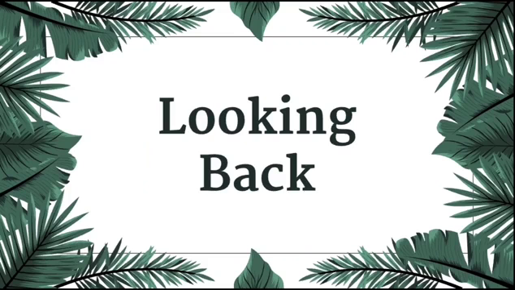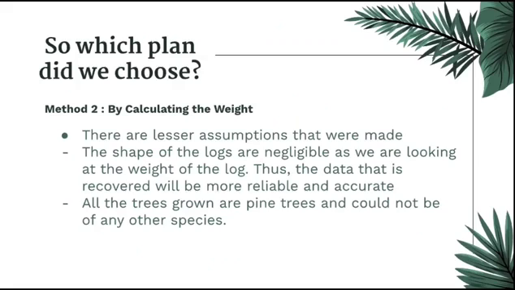Now let's look backwards at what we have done. So which plan did we choose? We chose method 2, which is solved by calculating the weight. There were fewer assumptions made for this method. One example is, we could neglect the shape of the logs as we are only looking at the weight. Thus, the data that is recovered will be more reliable and accurate. All the trees grown are pine trees and could not be of any other species.